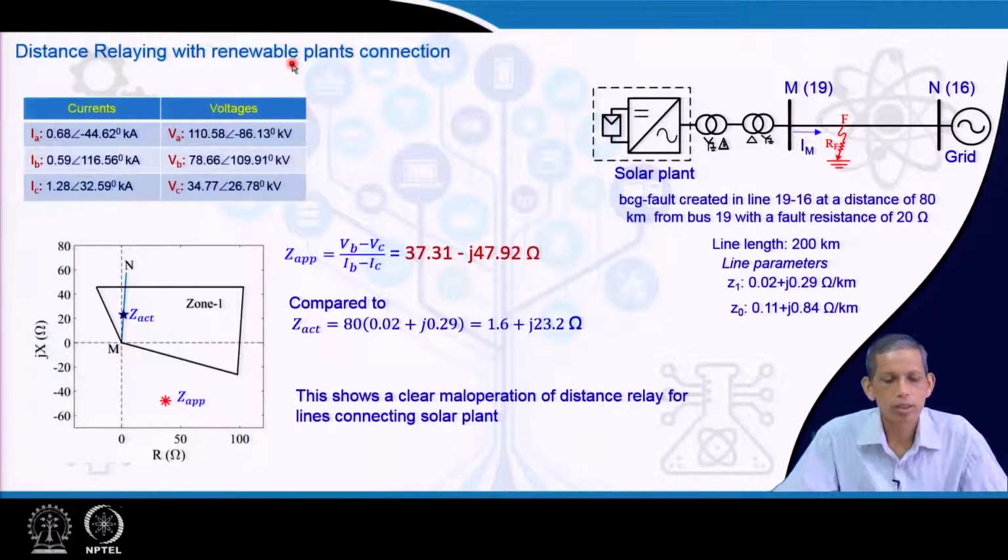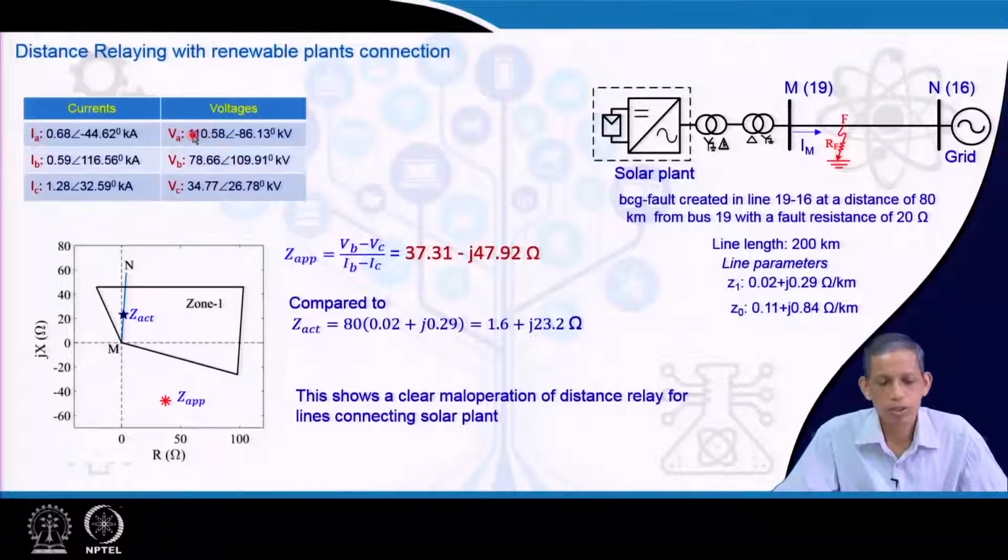Now, we will see the third example, on distance relay with renewables. For the same equivalent system of the 39 bus system, see line number 1916. We created a fault at 80 km from bus 19 with a fault resistance of 20 ohm, and the fault type is BCG. The line length is 200 km, and the line parameters are provided here, with positive sequence same as negative sequence, and zero sequence as given.